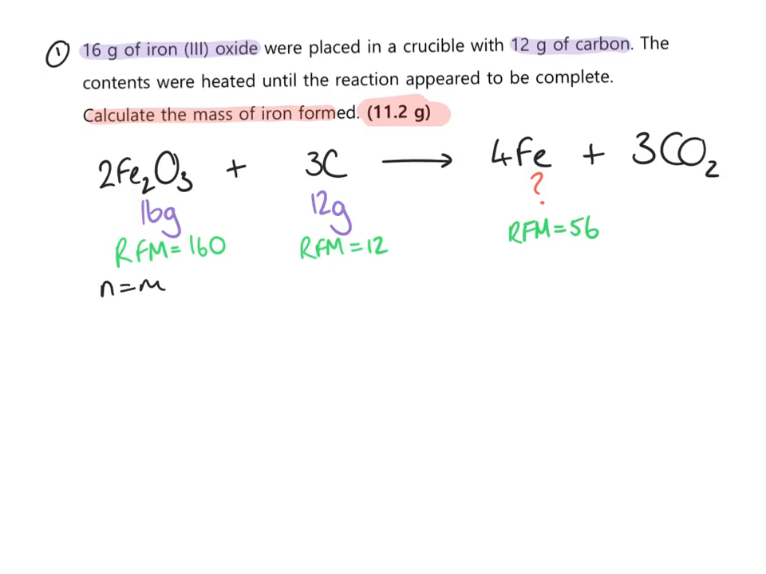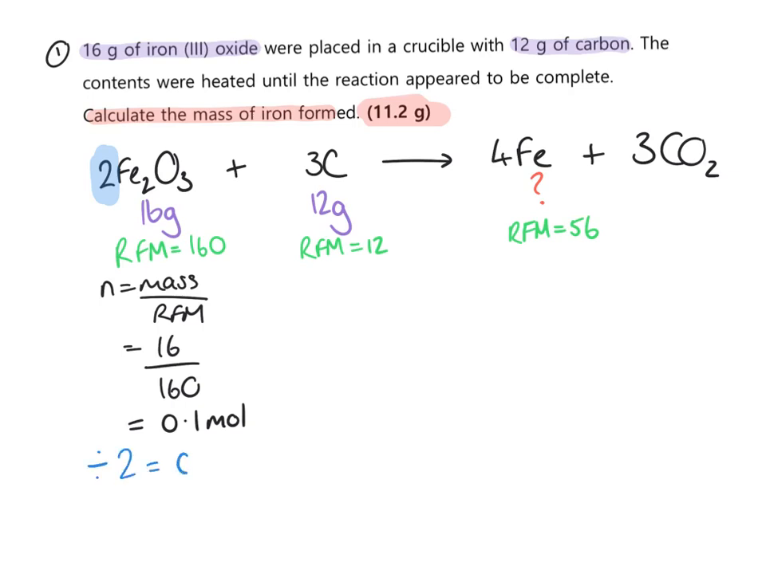So we're using our equation, n equals mass over RFM. The mass is 16 grams, your RFM is 160, and so that's 0.1 moles. Remember, step 3 of this process is to divide by the balancing number ratio. So the balancing number is 2, so I'm dividing by 2 in this case. 0.1 divided by 2 is 0.05 moles. You're better to do that at that stage so that you don't forget to do that.